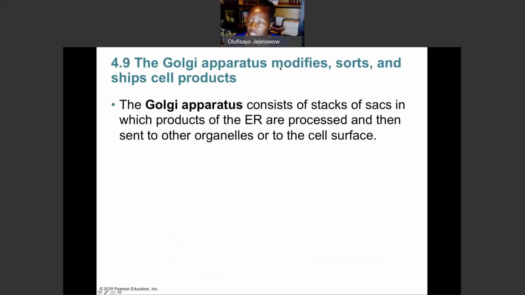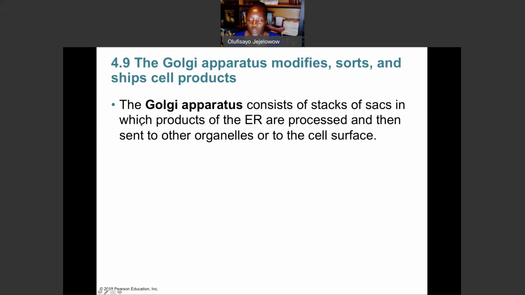Golgi apparatus is also a member of the endomembrane system. It modifies, sorts, and ships cell products. It is connected to the endoplasmic reticulum via the vesicles that move from the endoplasmic reticulum and carry and come back to fuse with Golgi apparatus.